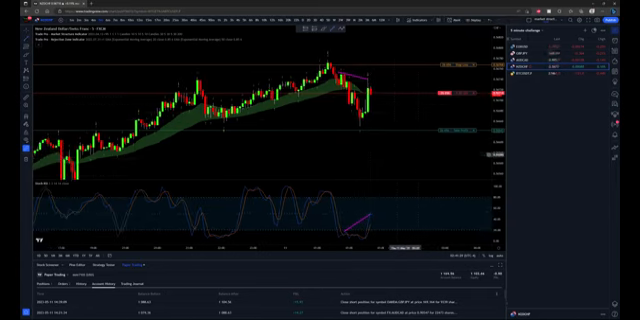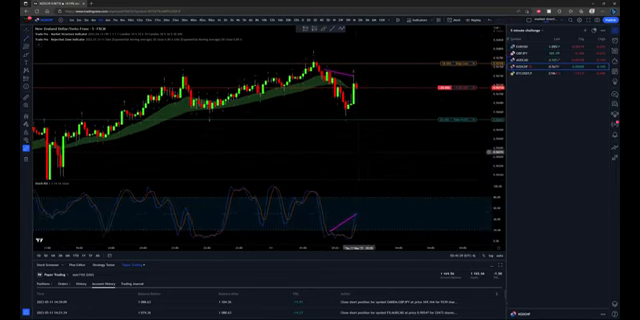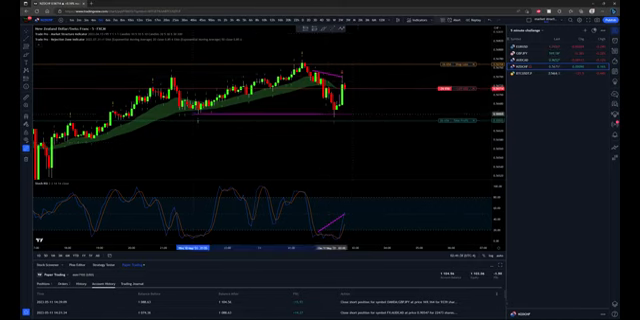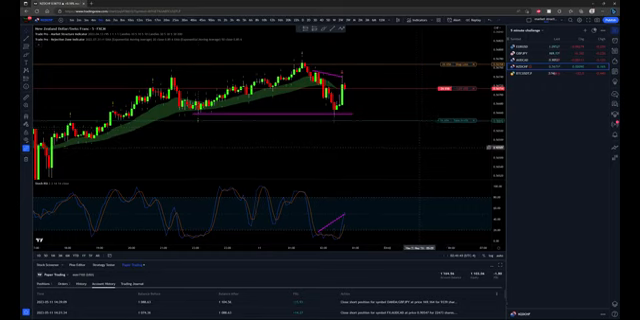And first pullback into the cloud, often this does work out for at least one more move in the trend's favor. So another thing I noted was market structure break. Often when there's a market structure break like this, of the intermediate term one right here, as you can see marked by the indicator, often there's at least another move in the favor of the trend.